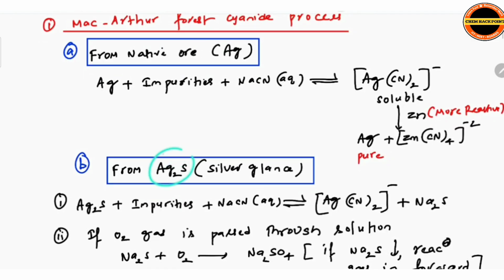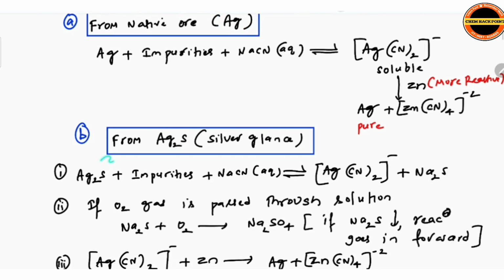Similarly, from silver glance, another ore of silver, which is in combined form rather than native state: Ag2S along with impurities, we add NaCN, forming a complex plus Na2S. O2 gas is passed through this solution, and Na2S forms Na2SO4. How is it formed? Na2S converts into Na2SO4, so the amount of Na2S decreases here.